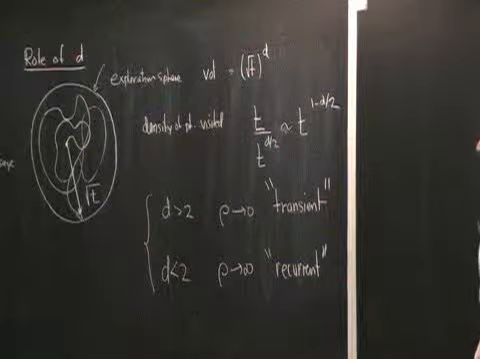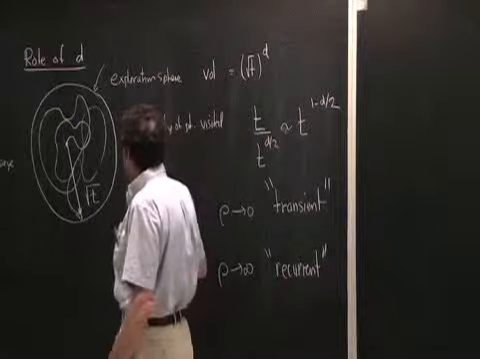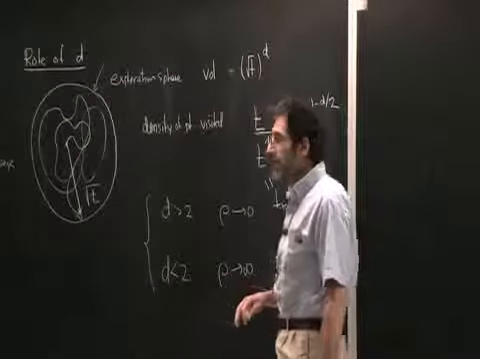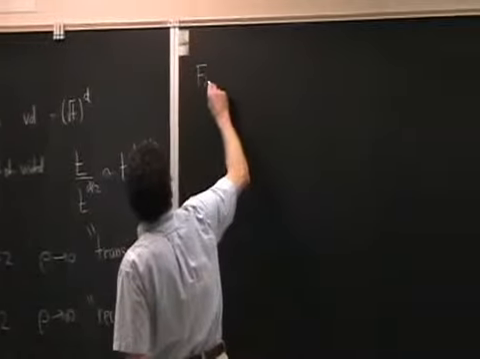So what I'd like to do now is actually derive the first passage probability as a function of the spatial dimension for a pure diffusion process. So let's now compute the first passage probability.